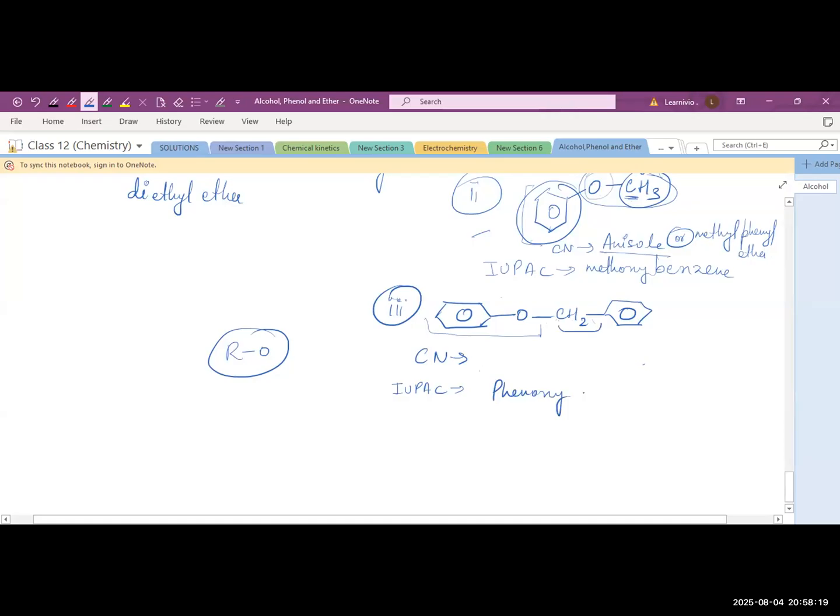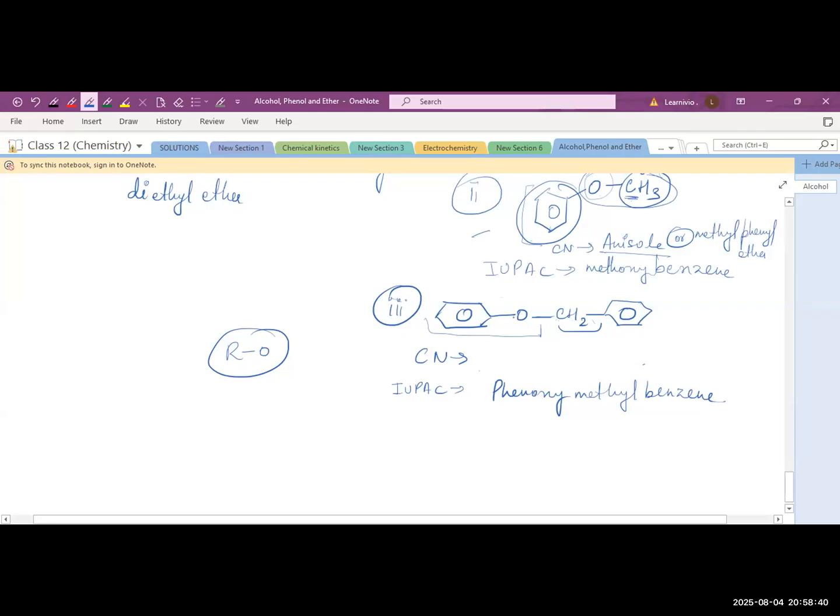And this is methyl benzene. Okay, now see. So basically, this is the common name. What will be the common name of this? First look at C6.